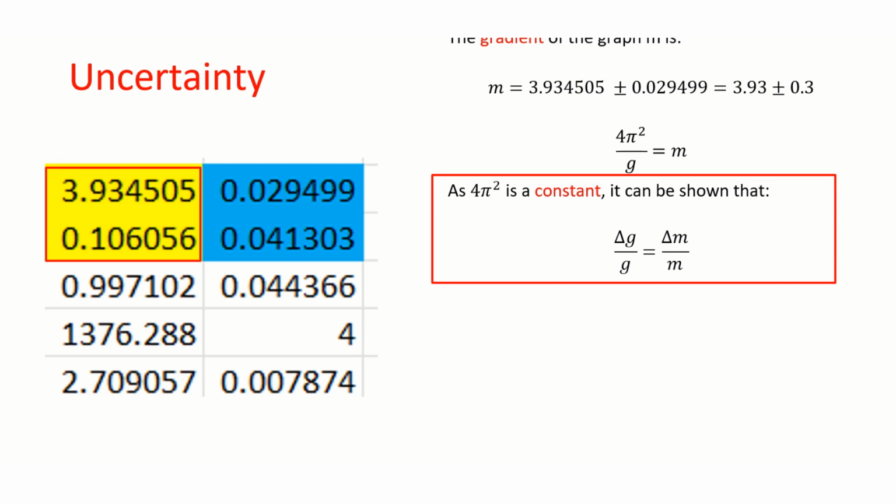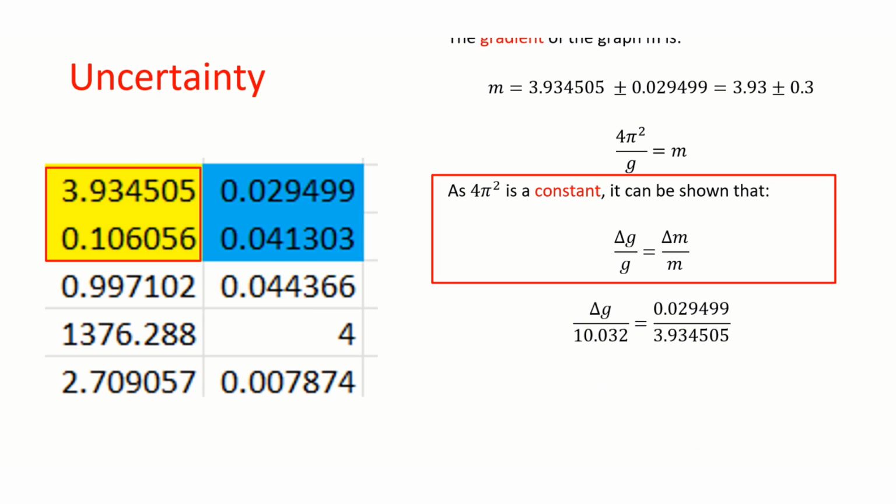All right. Now, this is entirely because we've got a constant number there. 4 pi squared itself has no uncertainty associated with it. And so therefore, it has zero uncertainty itself. Okay, and that means that if we know the percentage uncertainty in M, then we also know the percentage uncertainty in G. We just then need to put the numbers in.